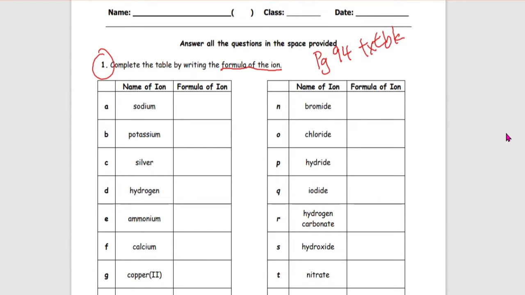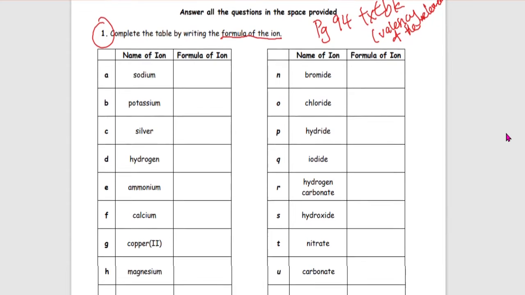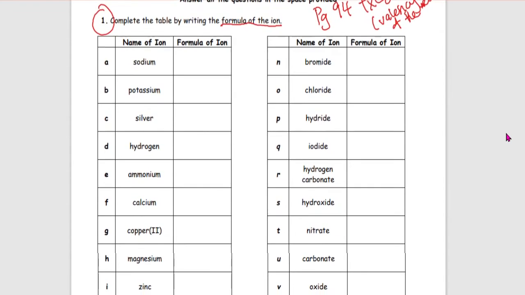But with regards to how to get the formula of the ion, truthfully, most of the time it's about memory work. Or you can refer to what we call the valency of each of the elements. If you are able to determine the valency of the element, most probably you also know the formula of the ion. Okay, so I'm just going to quickly write out some of them.